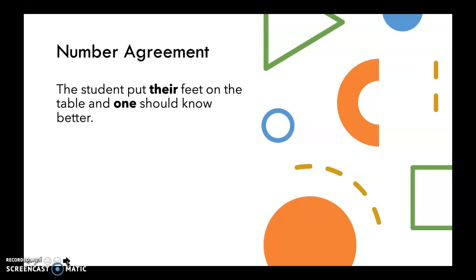So if you say, the student put their feet on the table and one should know better, you have a lot of confusion in this sentence. Oftentimes, people will use the word one as a pronoun in order to avoid the gender distinction of the student or the noun, whatever that case is. And it is acceptable now in APA to use a plural pronoun, their, to eliminate the potential gendered use of he or she. But it might be better and more clear, if it's appropriate, to say, the students put their feet on the table and they should know better.